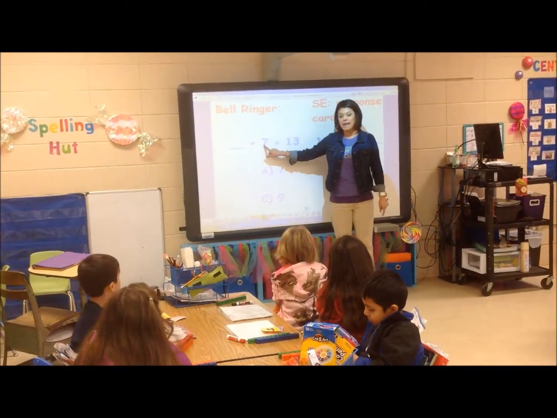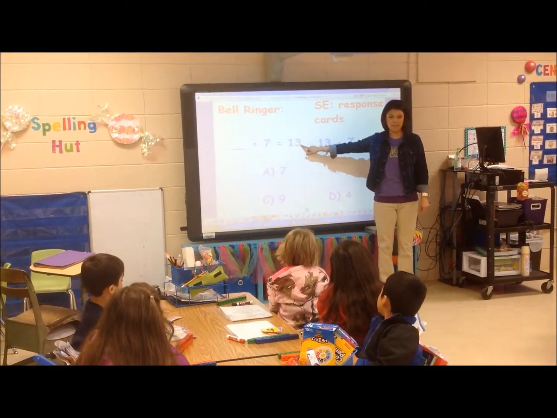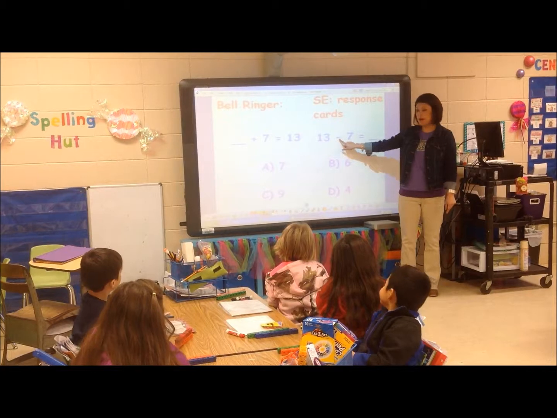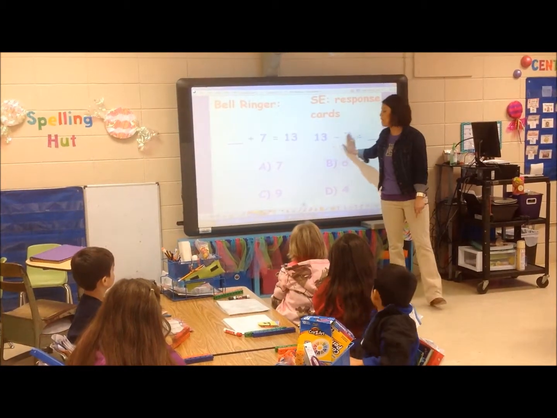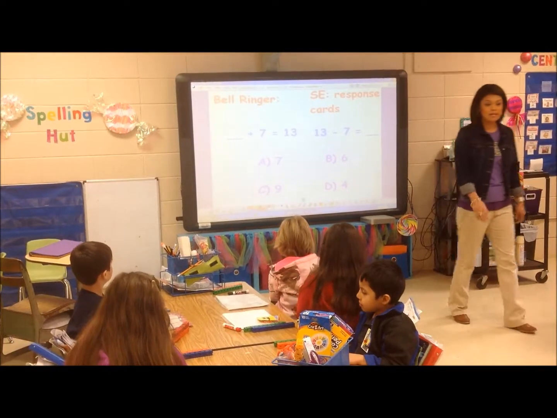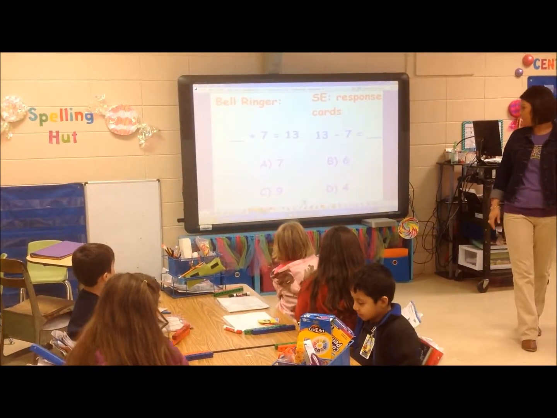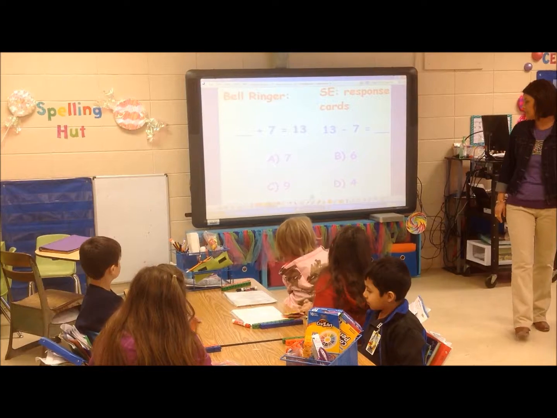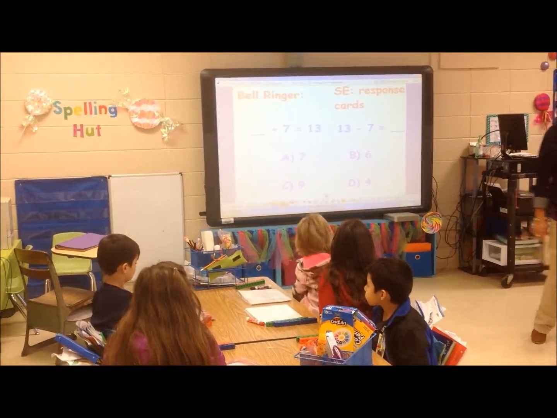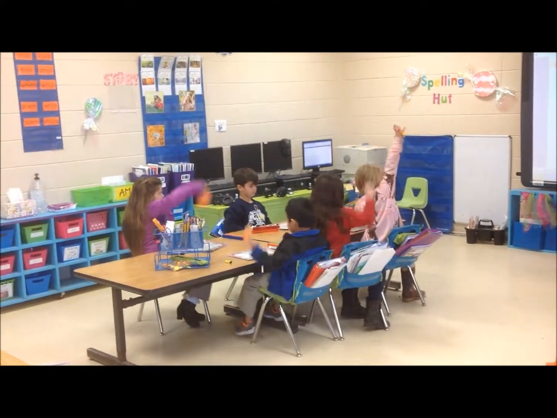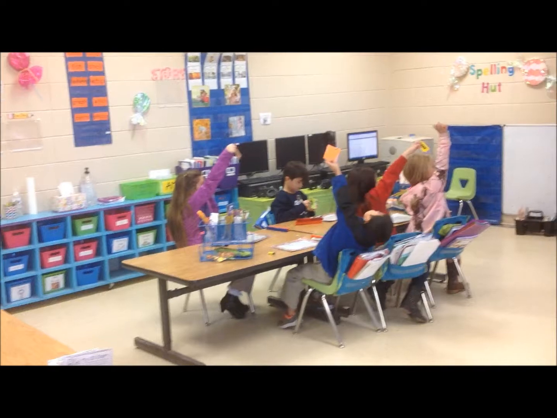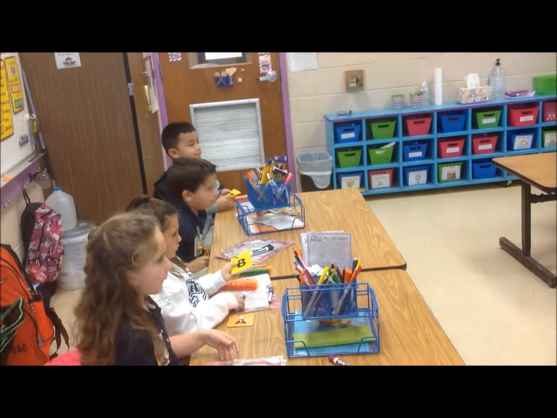Blank plus 7 equals 13. 13 minus 7 equals blank. This is a fact family, so find the missing number. Which number is missing? Is it A, 7, B, 6, C, 9, or D, 4? 2, 3, showdown. Our answer is B. Our answer is 6.